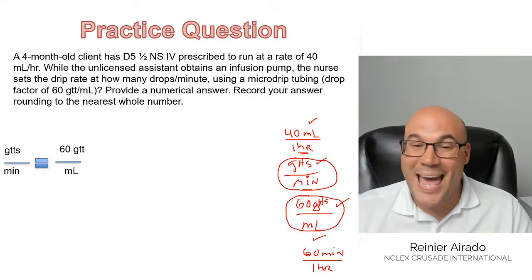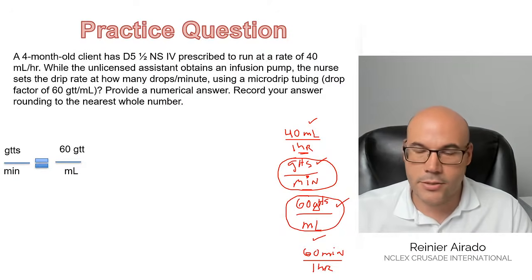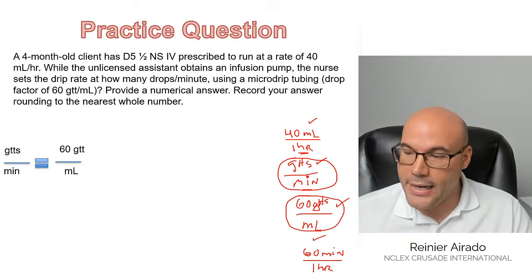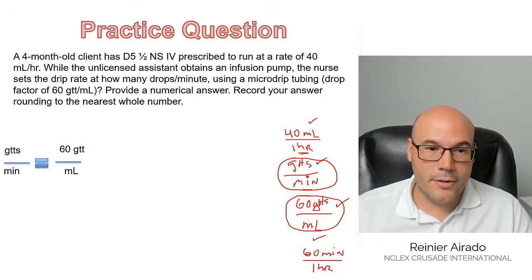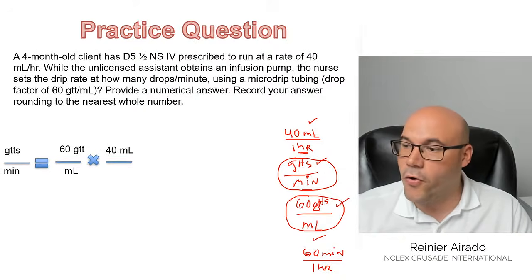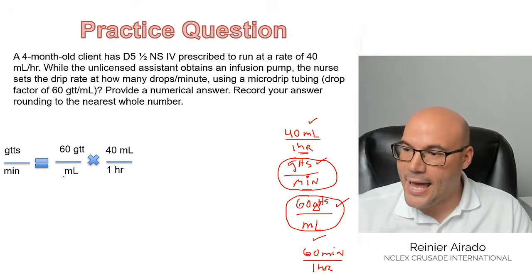Now I need to cancel milliliters. How do I do that? My next fraction, I need to have milliliters in the numerator. So I will put 40 milliliters over 1 hour. Excellent. I can cancel milliliters now.